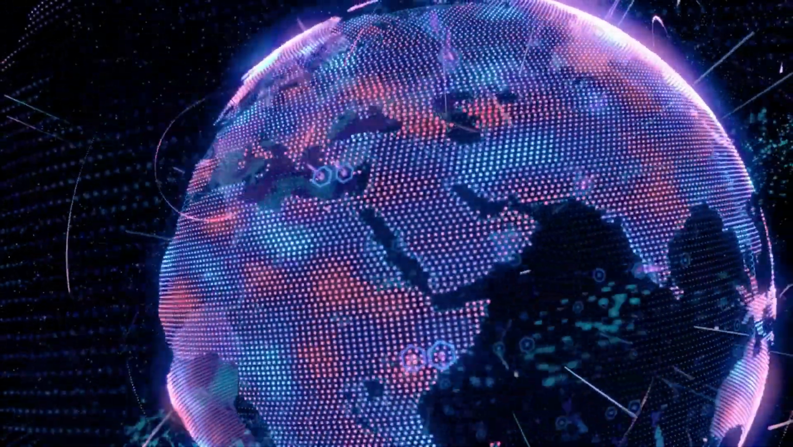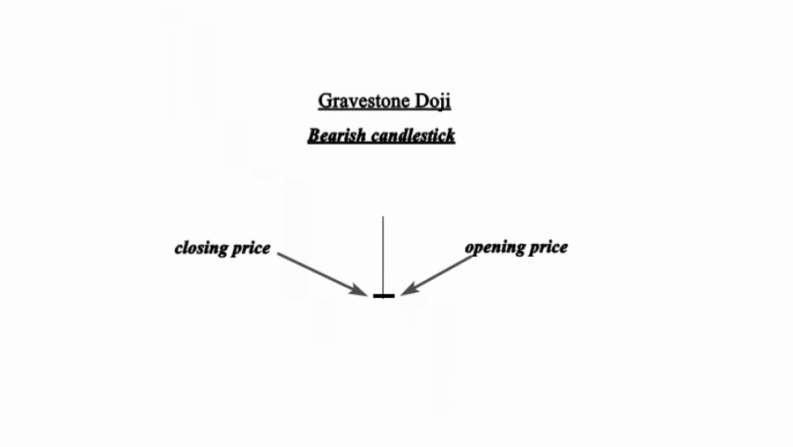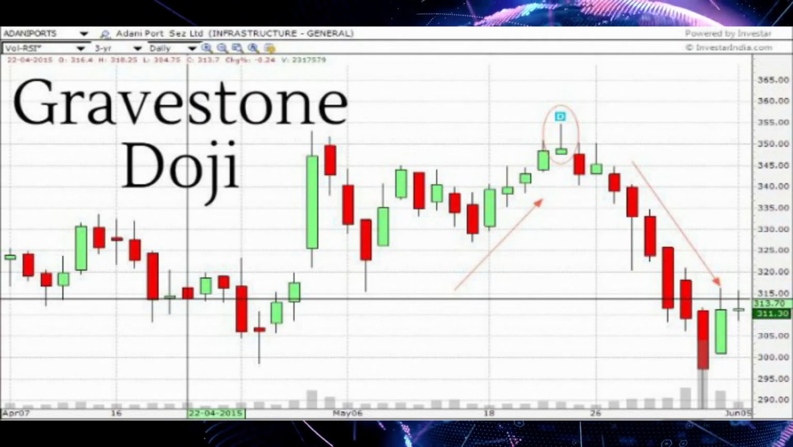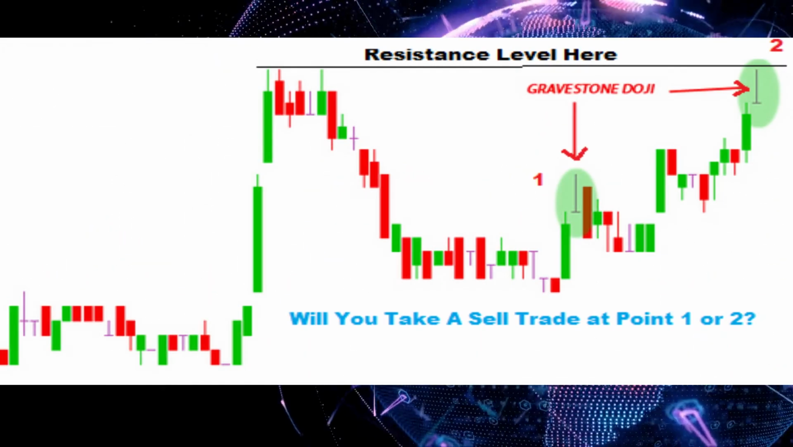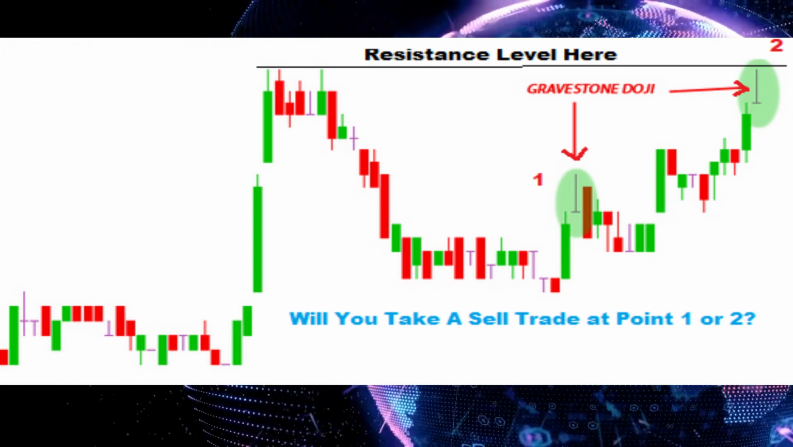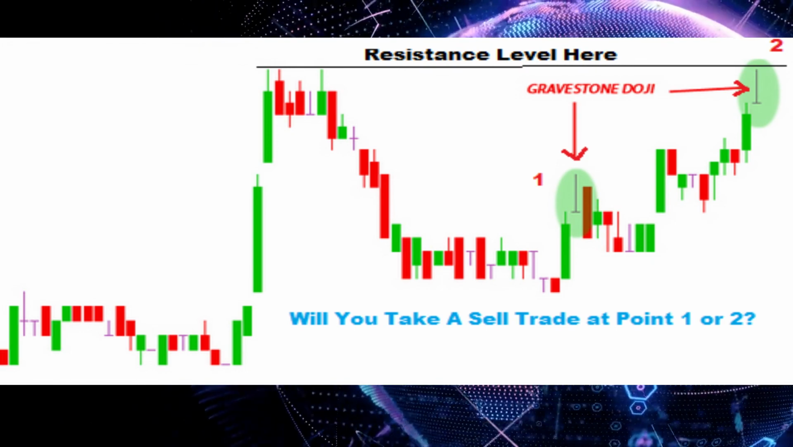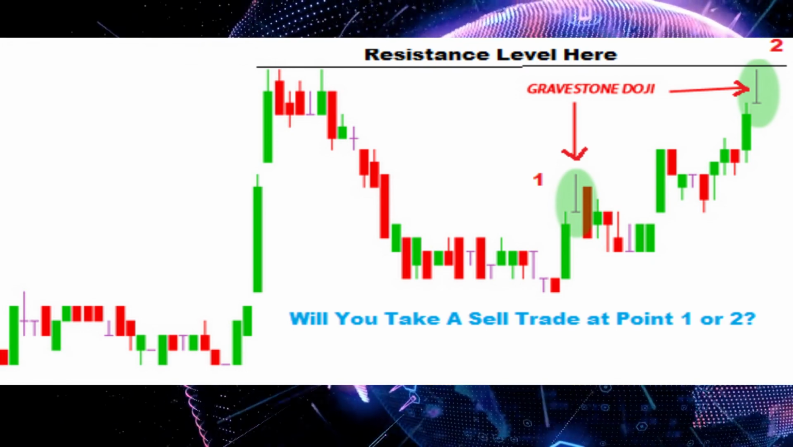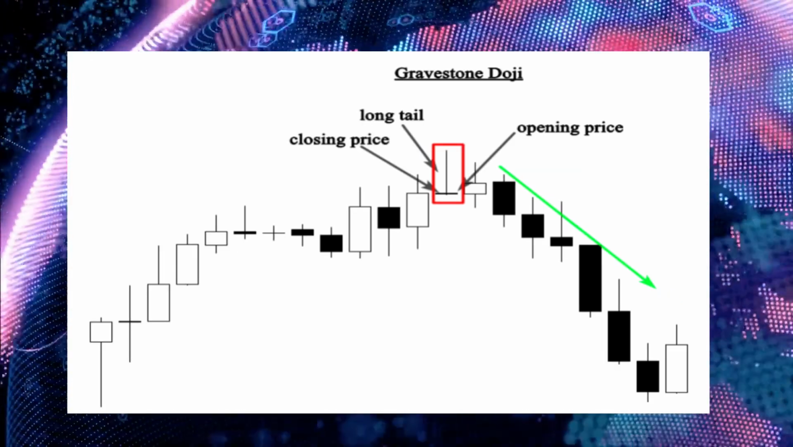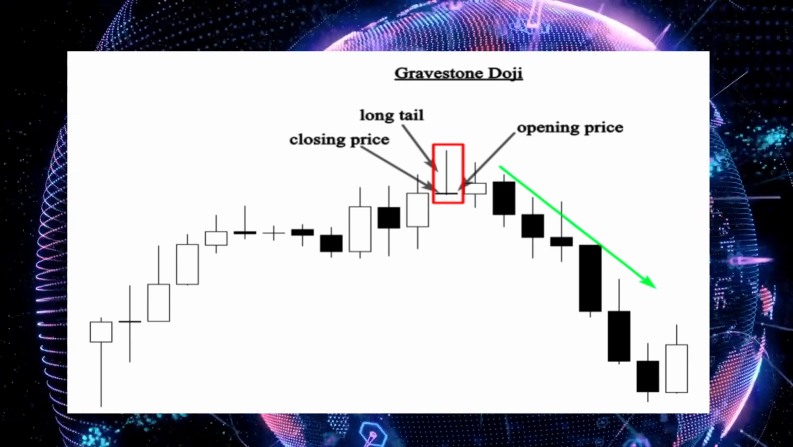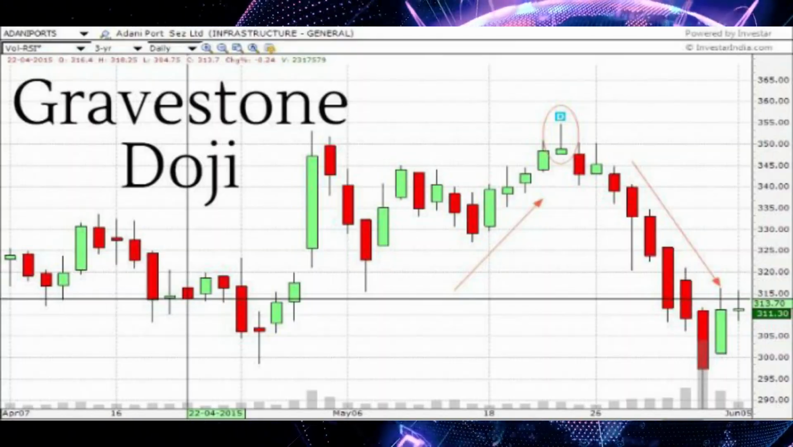So let's move on now to the Gravestone Doji. The Gravestone Doji is the bearish version of the Dragonfly Doji. What sets it apart from the Dragonfly Doji is the superior long wick. The formation of the upper long wick is an indication that the market is testing a powerful area of supply or resistance. The formation of this candlestick pattern indicates that bulls or buyers are no longer in control of the market. For this pattern to be reliable, it must occur near a resistance level.